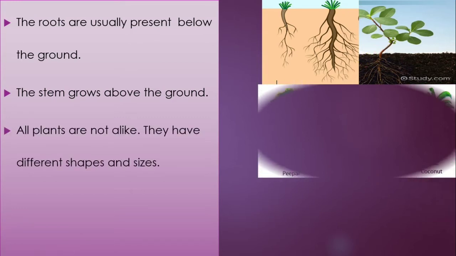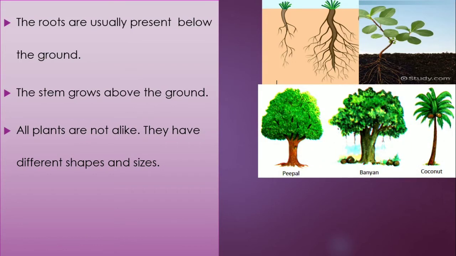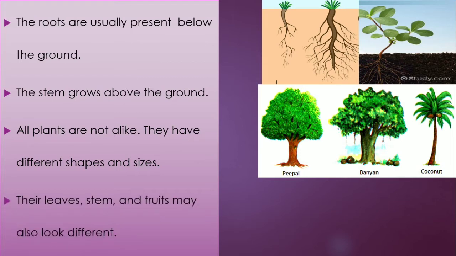All the plants are not alike. All the plants are different in nature. They have different shapes and different sizes. Their leaves, stems and fruits may also look different. Let's learn all these parts of the plant in detail.